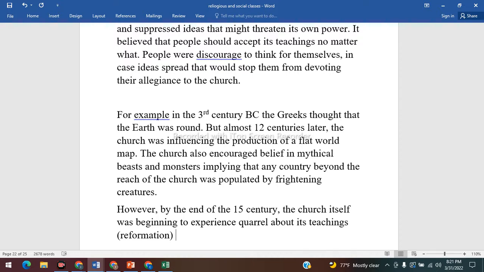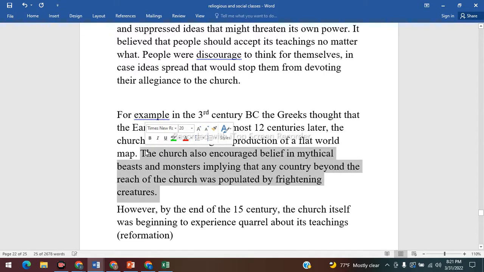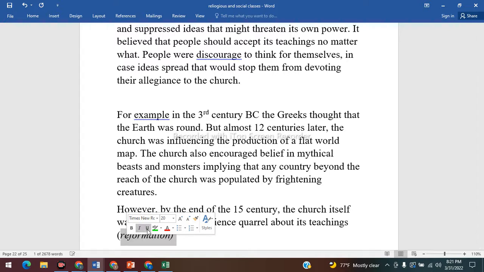Reformation was basically a religious movement to tear down the lies that the Catholic Church had been making as it relates to the Bible. So this one is talking about the lies they made concerning sailing and science, but there were lies that they had concerning the Bible, and the Reformation began to happen about that. However, by the end of the 15th century, the church itself was beginning to experience quarrel about its teaching. That's the Reformation.